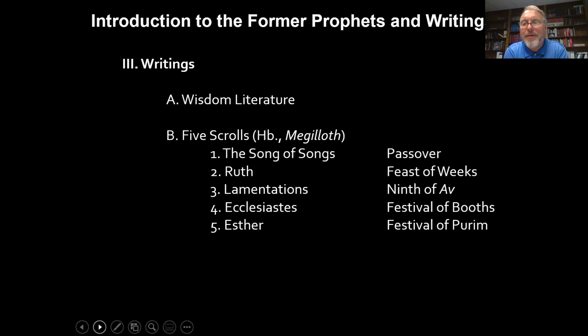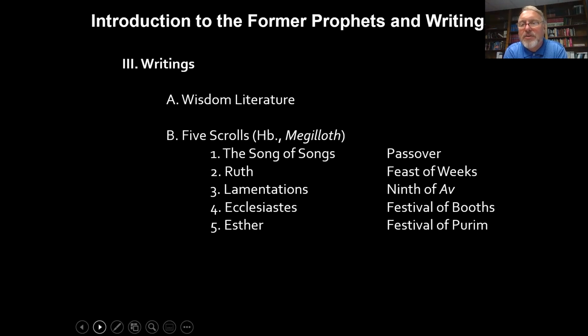Ruth is read on the Feast of Weeks, which is our Pentecost. That is the celebration of the end of the wheat harvest, the beginning of the barley harvest that comes 50 days after Passover. And Ruth, of course, in the narrative of Ruth, as we'll see in a bit, is a story about Ruth gleaning in the fields of Boaz during this time of harvest. And so the Feast of Weeks is associated with the book of Ruth.